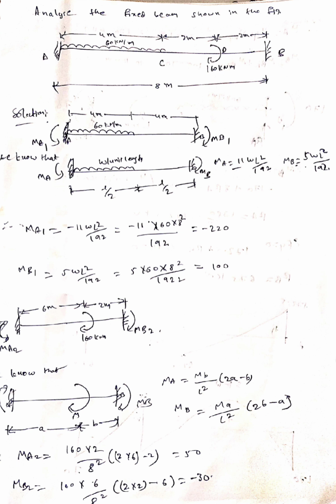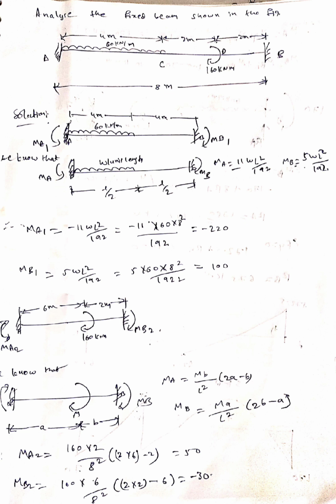So it has a moment 160 kN meter at a distance of 2 meters from C and 2 meters from B. So total span AB is 8 meters. Coming to the solution part. Now, how to proceed? First of all, we'll take a fixed beam subjected to UDL only. We'll remove the moment there, and due to this UDL, what are the moments we are getting?